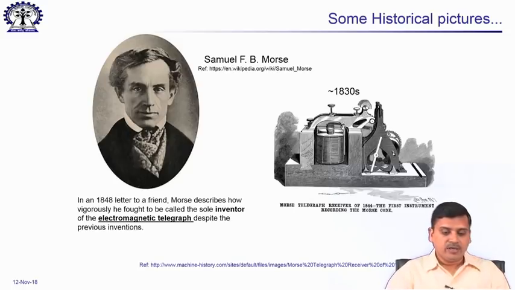Again, a fact in Wikipedia which I found very interesting at this point of time is that Morse wrote a letter to a friend, as is there in this particular slide, where he describes that even he had to fight in those years to be established as the sole inventor of the electromagnetic telegraph.